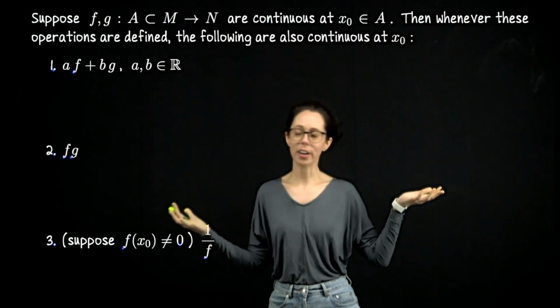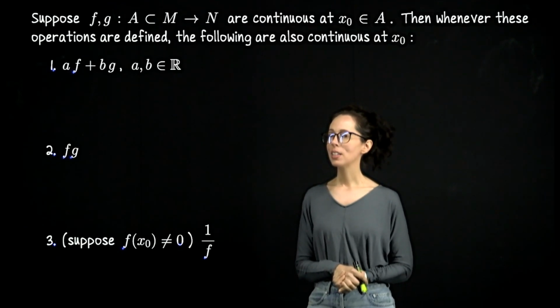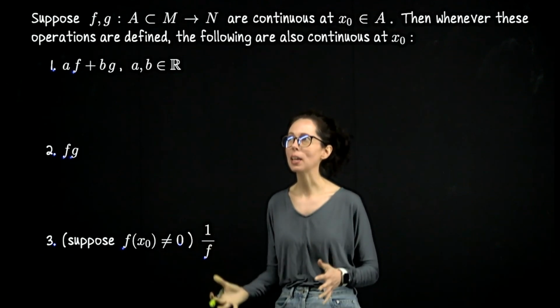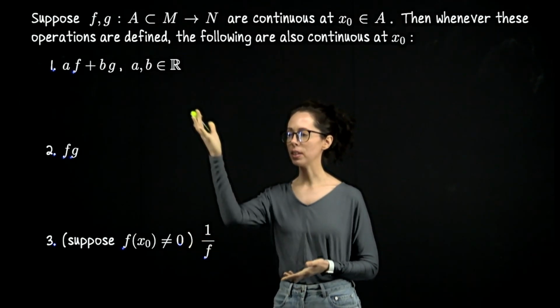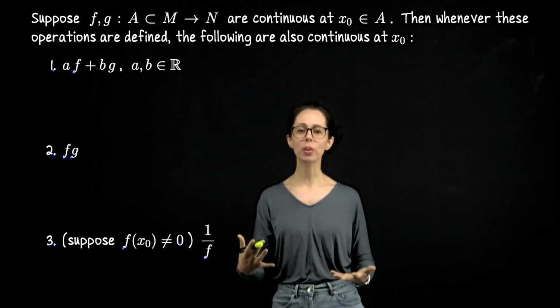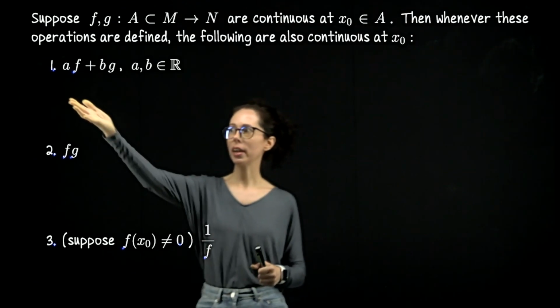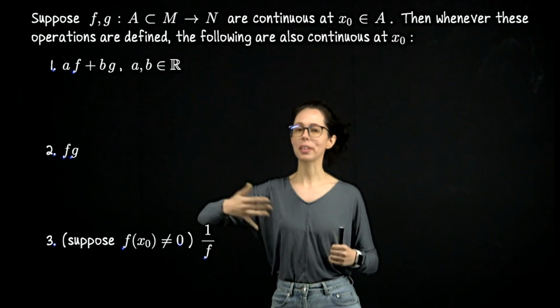This is the only other set of results I want to look at in this video. So here we are assuming this time that f and g are continuous functions from the same domain to the same codomain. And we have these ways to combine them to produce a new continuous function if these combinations even make sense. So here you have to be able to take your outputs, scale them, and add them together.